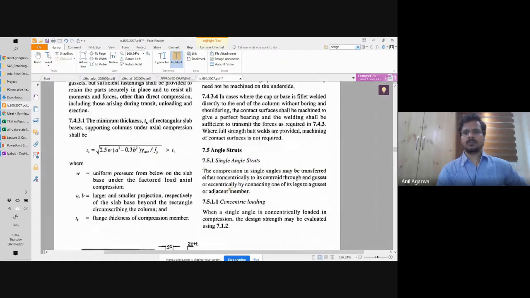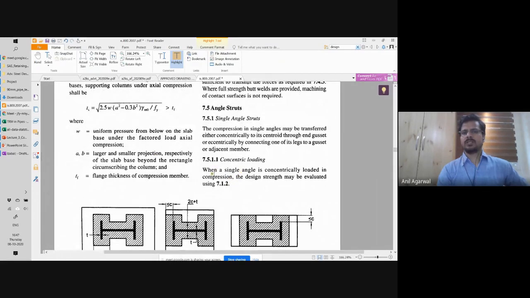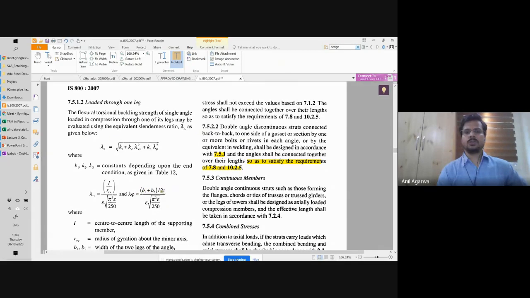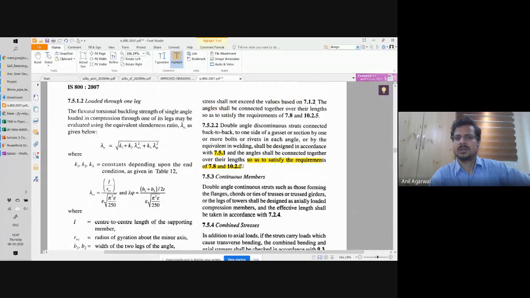I'll go to 7.5.1. So 7.5.1.1 says it's concentric loading, but in this particular case, it is an eccentric loading. So you are left with the loaded through one leg kind of a provision. Okay, when you go double angle, discontinuous struts connected back to back to one side of the gusset plate. So now in this particular provision, you are required to put in the values of b1 and b2 and 2t, that is for one angle. But when you have two angles joined together, what kind of torsional resistance it has, it does not really answer that question. So this is relatively not adequately answered.